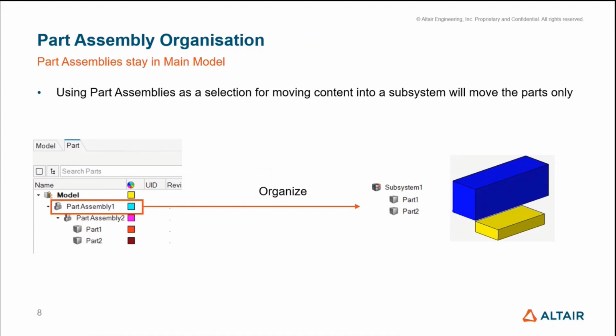We can still use part assemblies as a selection method for organizing content. So if you want to grab all of the content of a part assembly and organize it, you can do so. If you pick a part assembly and organize it into a subsystem, we will take the content of the subsystem and we will move just the parts into that include file.